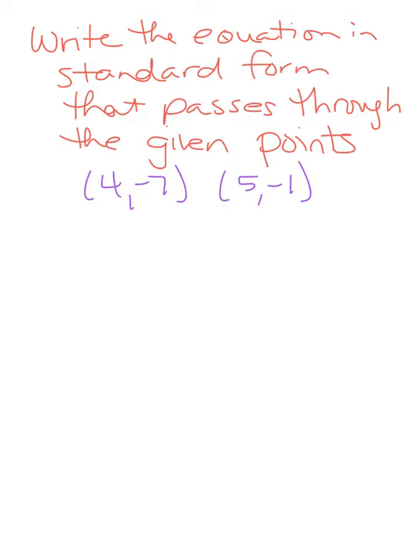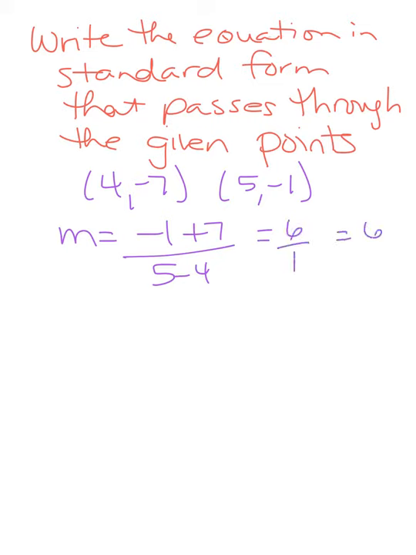In this problem, we have the same directions as the last problem. Write the equation in standard form that passes through the given points. The difference in this problem is neither of those points are my y-intercept, so I know I'm going to have to use point-slope form. First, I'm going to have to find the slope, so I have negative 1 minus a negative 7, which is plus 7. And then I have 5 minus 4. So my slope is 6 over 1, which is 6.